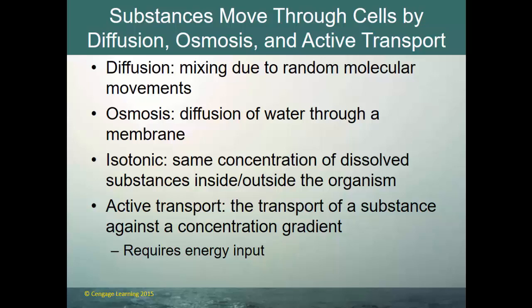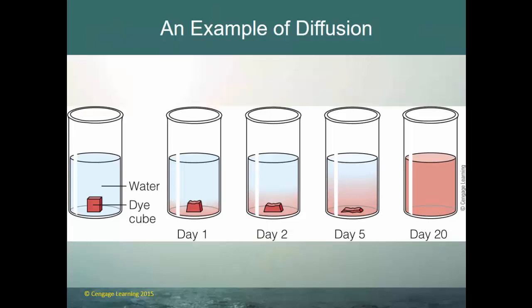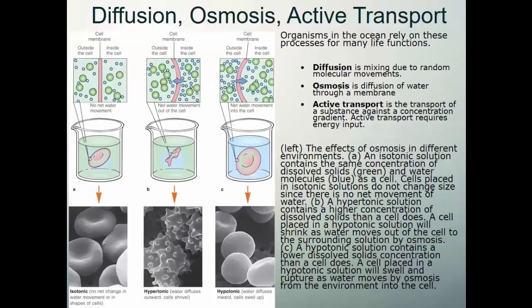Osmosis is diffusion of water through a membrane. So you've got some membrane that is semi-permeable, meaning water can push through it, and water moves through that membrane. An isotonic solution means there's the same concentration of dissolved substances inside and outside the organism. Just a couple of definitions here. Active transport is the transport of a substance against a concentration gradient, meaning you're pushing something against a concentration gradient, and it requires some kind of energy input. So there's your example of diffusion. You've got your dye cube in the glass of water, and give it 20 days, and it's going to have mixed through random molecular motions.